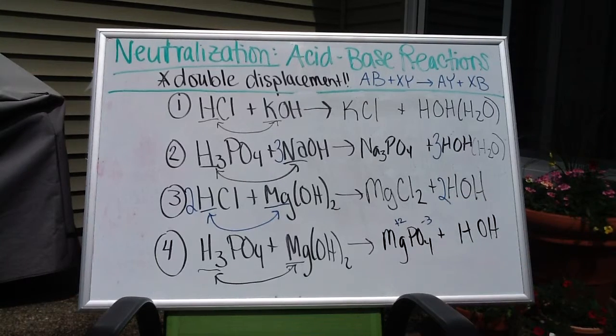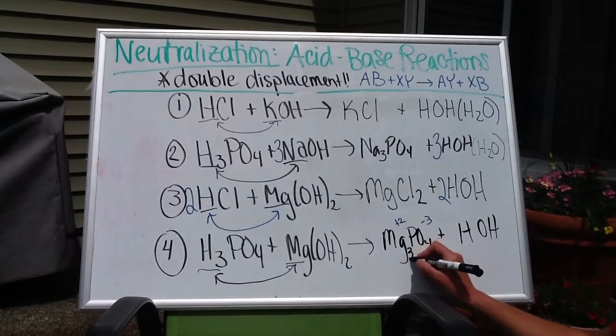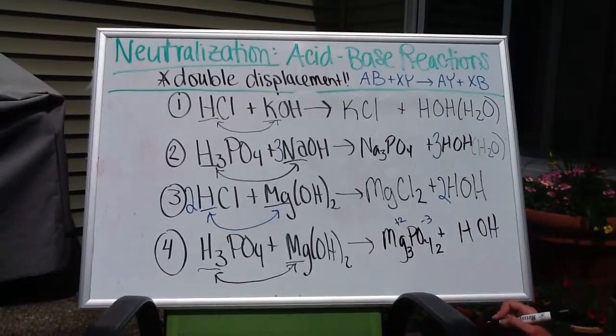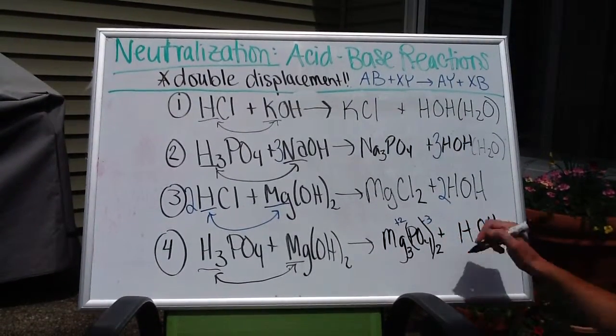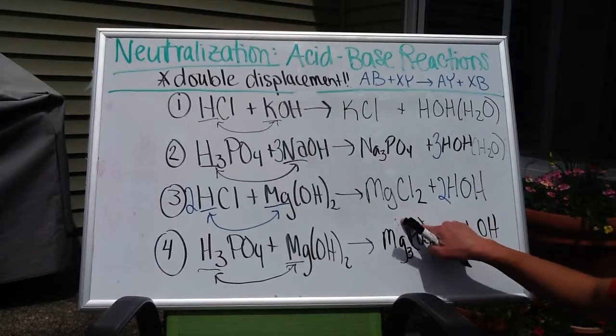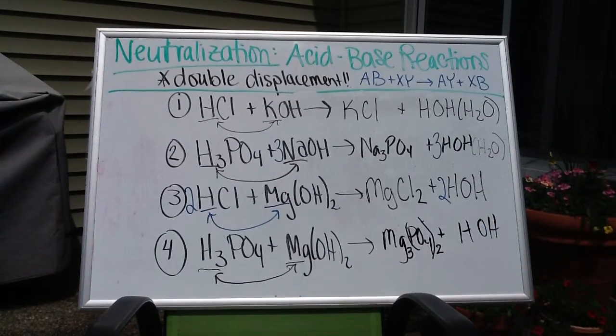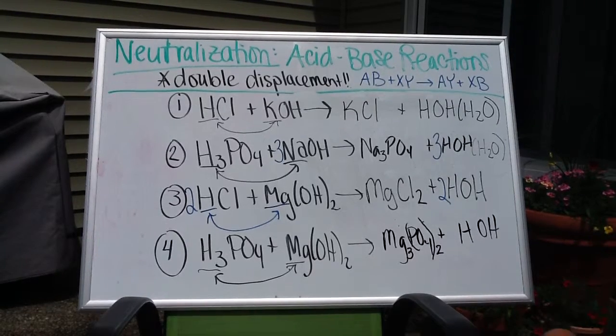So if I do my crisscross method, the formula would be Mg3(PO4)2, and I have to put parentheses around the PO4, otherwise it looks like PO42, right? So this is the compound that I form over there. Again, HOH, that's water. And now I have to go through and balance it.